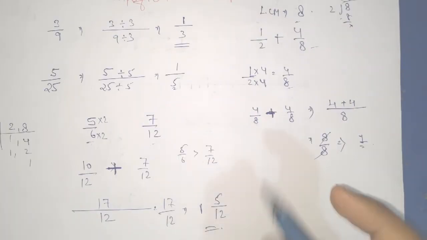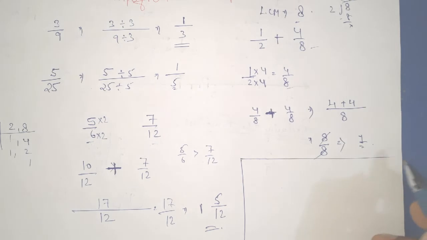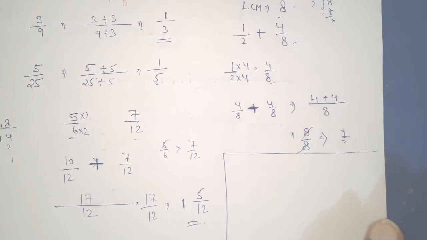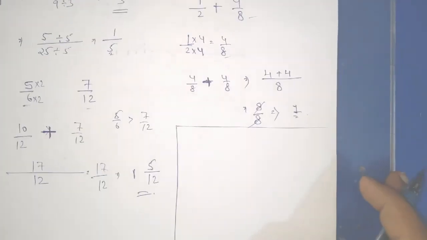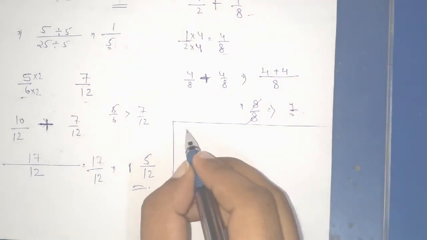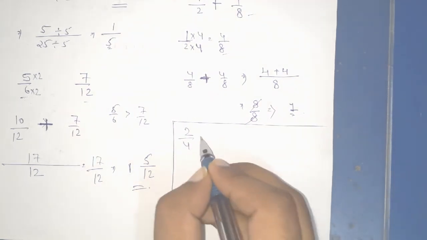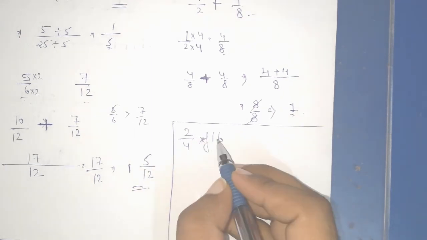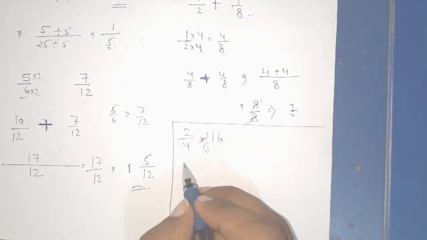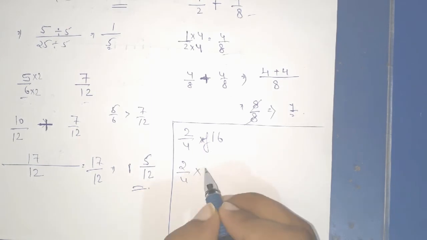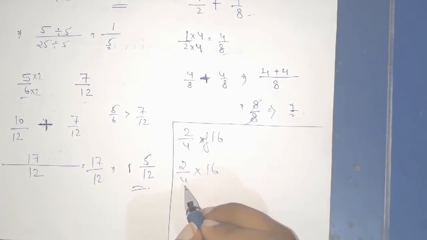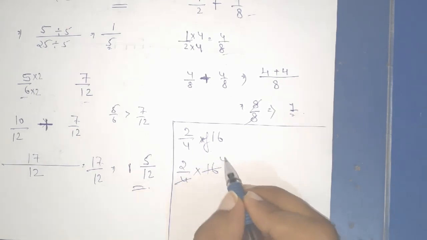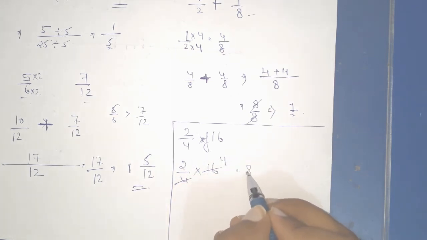Now next is, if you want to find out the fraction of a quantity. Fraction of a quantity. For example, if you have been asked to find 2 by 4 of 16. So what you will do is just 2 by 4 multiplied by 16. Okay, so 4 4s are 16 and 4 2s are 8.